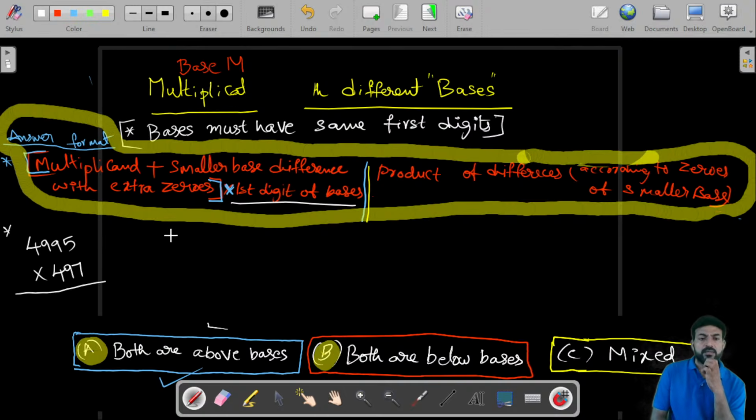So both are below bases. So the base is here 5000, here 500. Both are below bases. The difference is, it has 5 less than its base, and it has 3 less than its base.